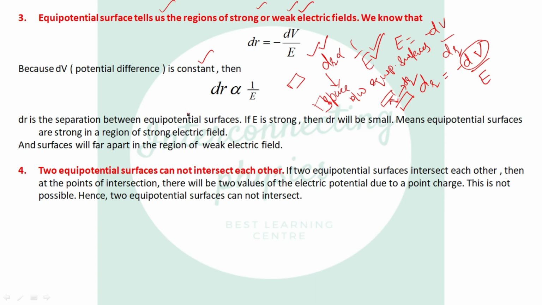dr is the separation between equipotential surfaces. If E is strong, then dr will be small, which means the equipotential surfaces are closely packed in a region of strong electric field. Okay, and the surfaces will be far apart in the region of weak electric field.